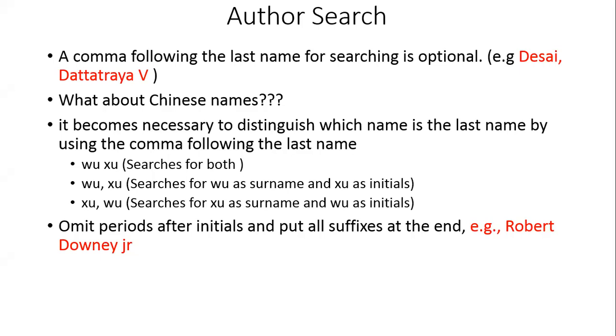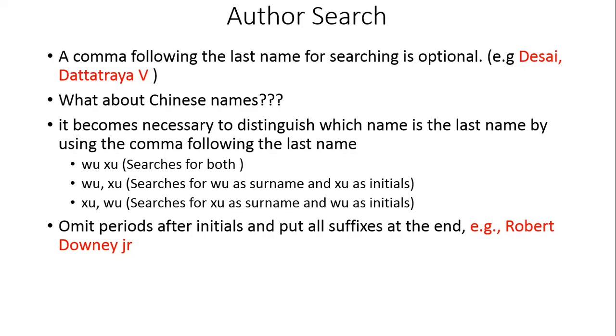Therefore, giving a comma after the surname becomes a very handy thing. But that thing is optional now. So in case of Chinese names, if you search PubMed using an author name like Wu XU, how would you think PubMed would interpret this search? It would of course search WU, that is Wu, in surname and XU in initials.